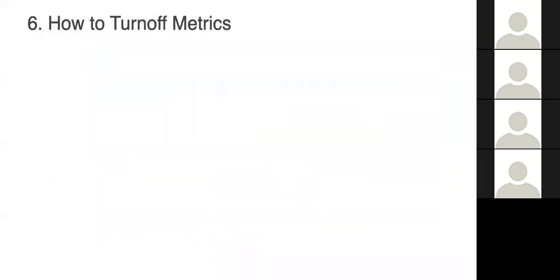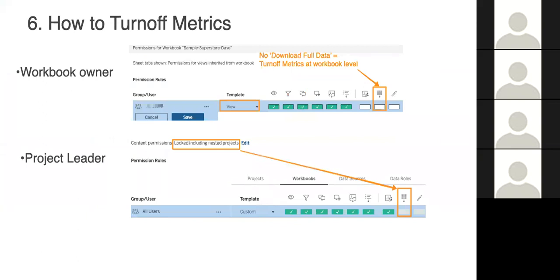So come back to this. Again, as a workbook owner, you have control over your workbook. If you don't allow download full data, then nobody can create a metric. I know you'll be asking, how about the project level? Well, if you're a project leader and you lock the project permission, and in that permission set, which I'm showing on my screen, you take out the download full data permission, then all the content within the project will not have that permission, so no metric can be created from any of those workbooks in that project. So that is a way you can control at the project level.